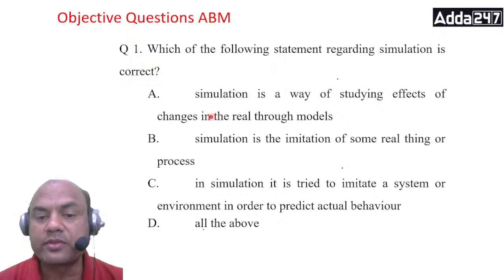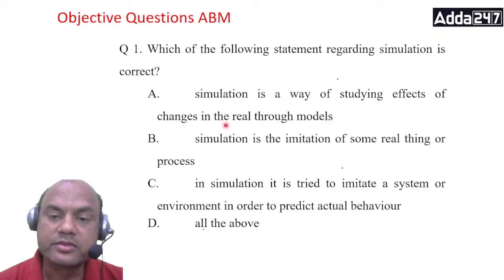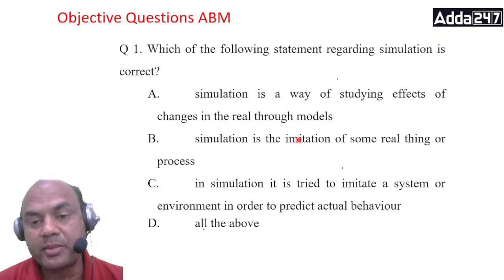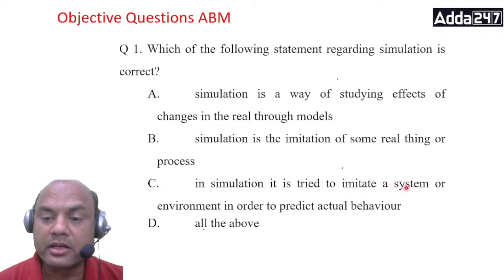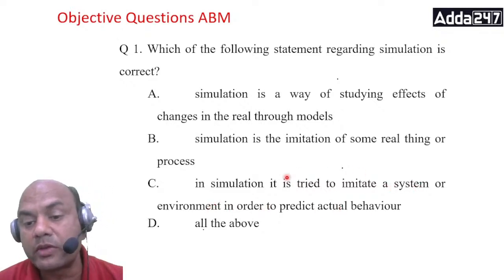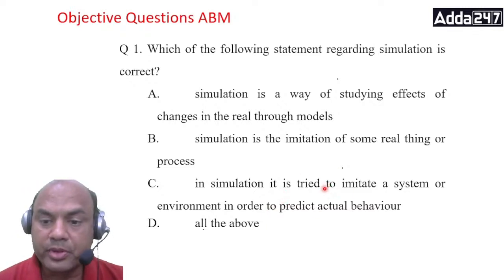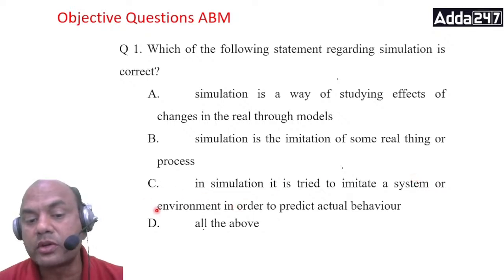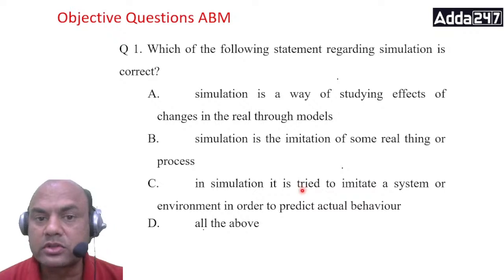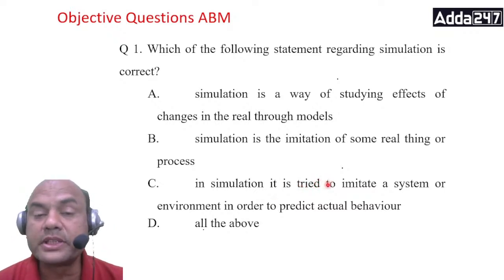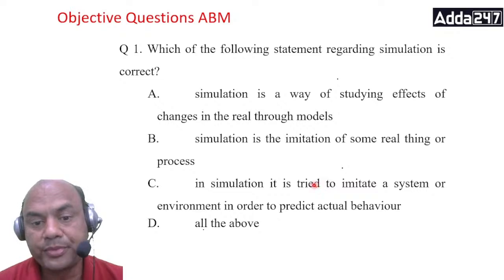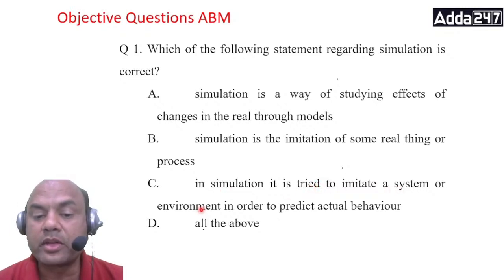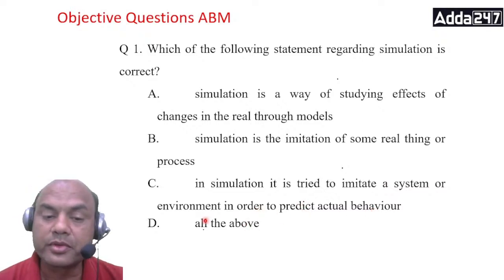Simulation is a way of studying effects of changes in the real world through models. That is correct. Simulation is the imitation of some real thing or the process. That is also correct. In simulation, it is tried to imitate a system or environment in order to predict the actual behavior. This is the most important one, because here we try to imitate a system or environment. In finance also, we use the simulation. We see various scenarios, and based on those scenarios, we create the various effects of those scenarios. So the correct answer is D, all of the above.